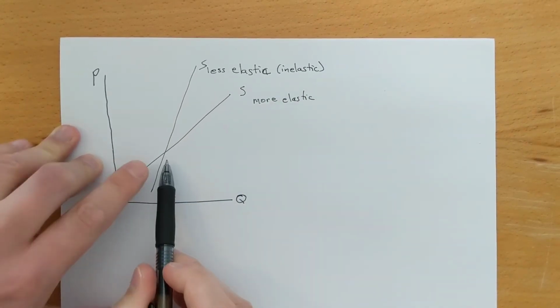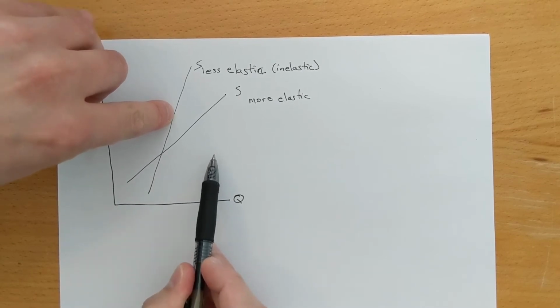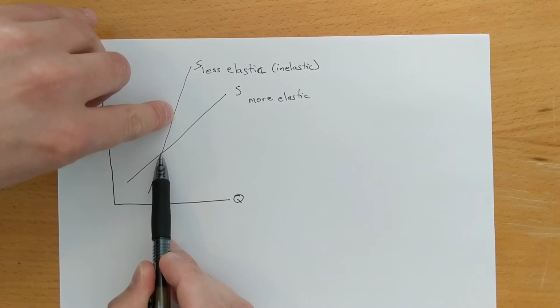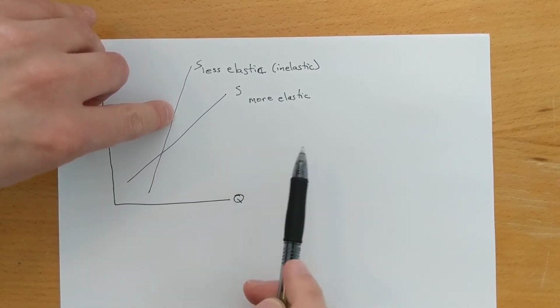It's inelastic because when the price goes up, it doesn't stretch as much. It doesn't expand as much in this direction. It's not as elastic in the sense of like a rubber band that would spread out this way.